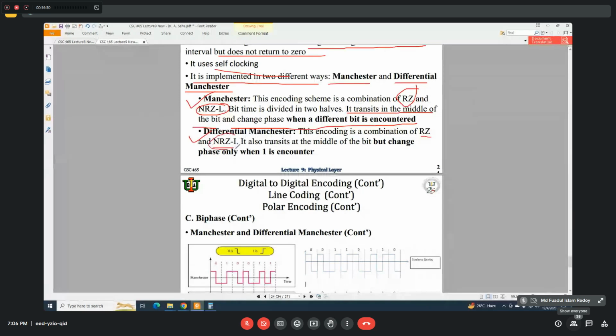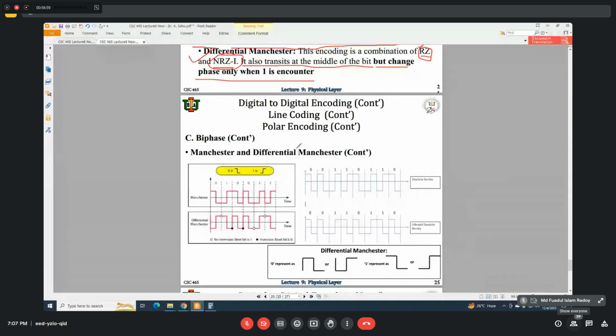So you can find out what the difference is between NRZL and NRZI. In NRZL it was a combination of RZ and NRZL, and in the case of differential Manchester it is RZ and NRZI. They have combined these two schemes. In this case, it also transmits in the middle of the bit, but changes the phase only when a one is encountered. Okay, now you are going to see the example. It is going to be clear.